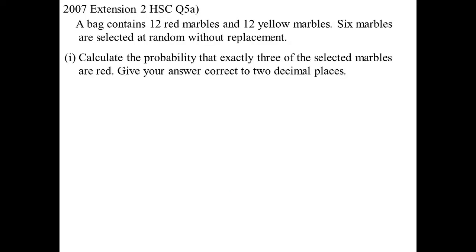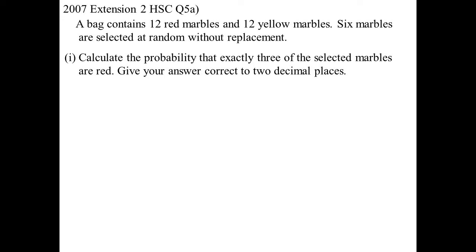It's much more fun to look at Extension 2 questions. So let's have a look at this one. A bag contains 12 red marbles, 12 yellow marbles. 6 marbles are going to be selected without replacement. Now, without replacement's important, because as soon as you have replacement, it's no longer permutations and combinations. It's basic counting theory. Because all the permutations and combinations assume it's without replacement. So those formulas are without replacement.